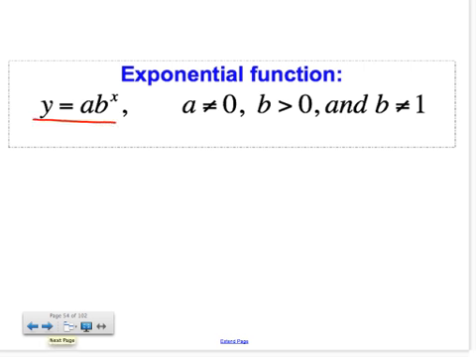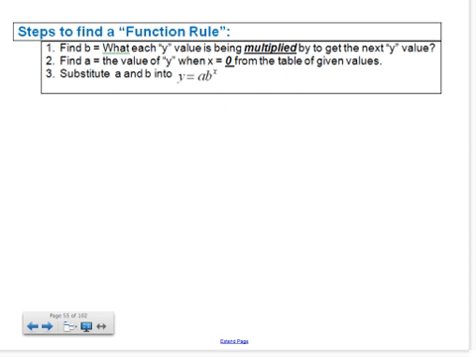Just like a line is y equals mx plus b, this is the format for an exponential function. You'll notice a can't be 0, because if a was 0, then your equation would just be y equals 0, which is actually a line. That's why we have this restriction on the value of a. And b has to be greater than 0, and it cannot be equal to 1. Otherwise, if b was equal to 1, you'd have y equals a, and the graph of that would just be a line. So y equals ab to the x is the form that you need to be familiar with.